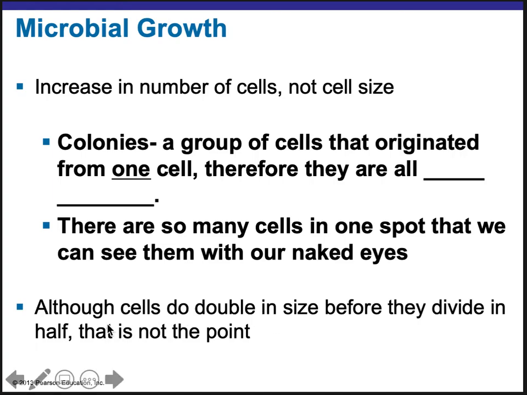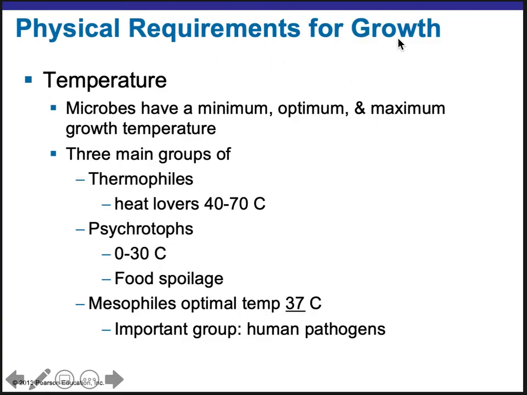Okay, so as I already mentioned, although the cells do double in size before they divide in half, that's not the point when we're talking about microbial growth. Okay, so physical requirements. We've already talked about temperature because we started talking about enzymes, remember? And so microbes have a minimum growth temperature that they can survive, an optimum, and a maximum. And recall that the optimum is pretty close to the maximum. And after you reach the maximum, they start to die off because you start to denature those enzymes.